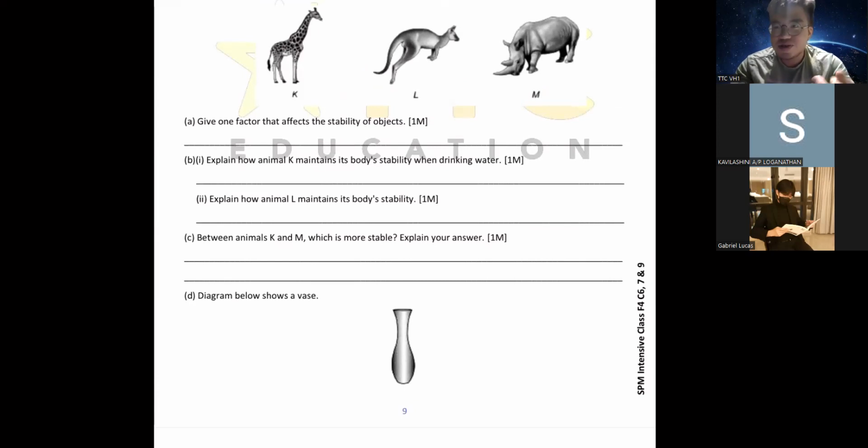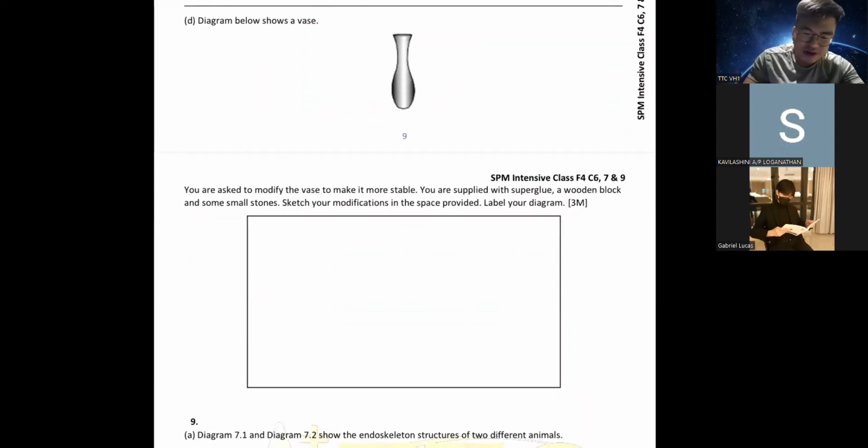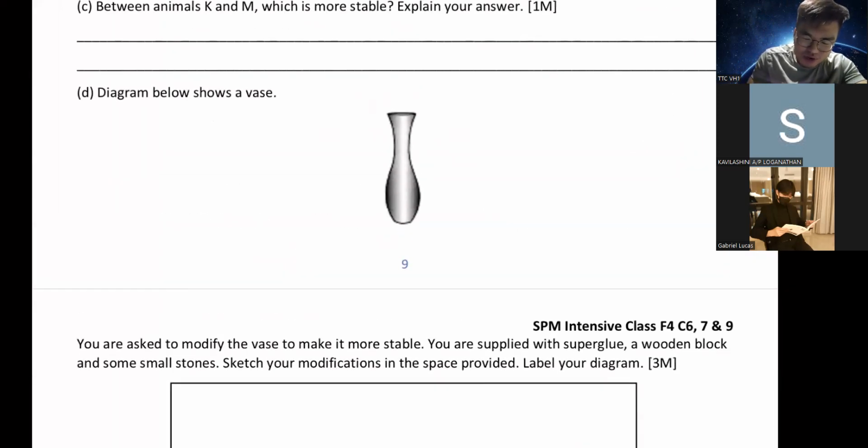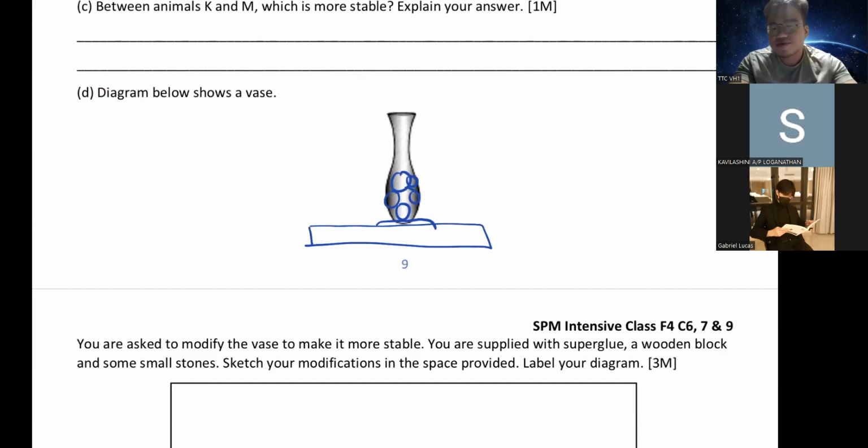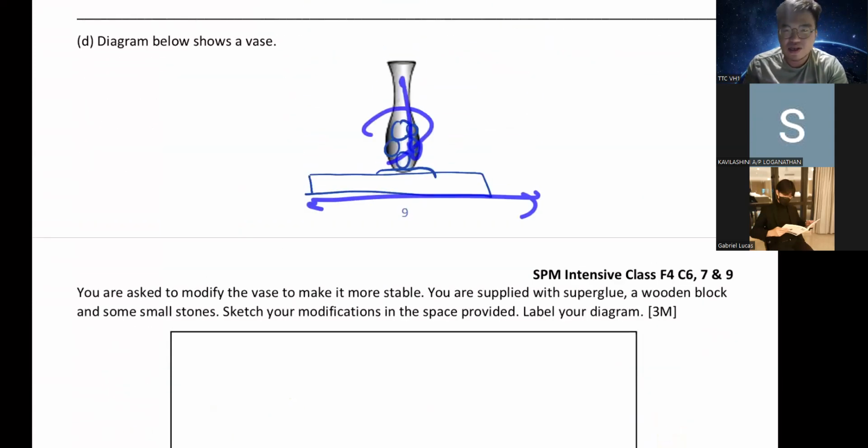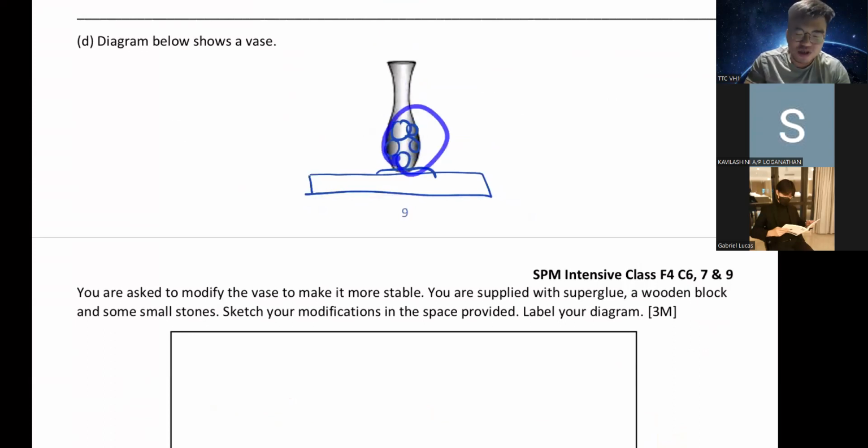All right, guys. So far, so good. Like I said, this chapter is really easy. Okay, so D, how do you do it? This is how it goes. I'm just gonna draw it up here. You put the wooden block here. Put your super glue here. And put your small stones inside. You increase the base area with the wooden block, and you lower the center of gravity with the stone. If they ask you to explain, the stone is to lower the COG, the board is to increase the base area.